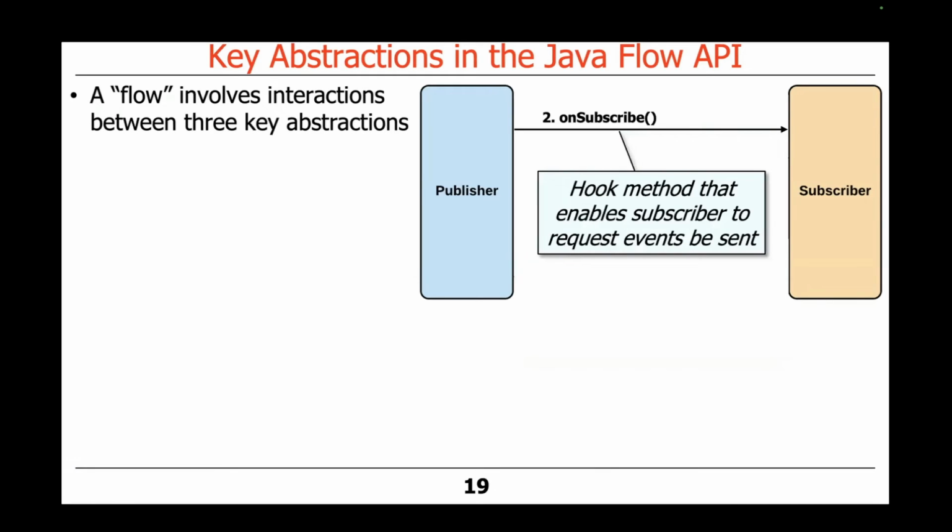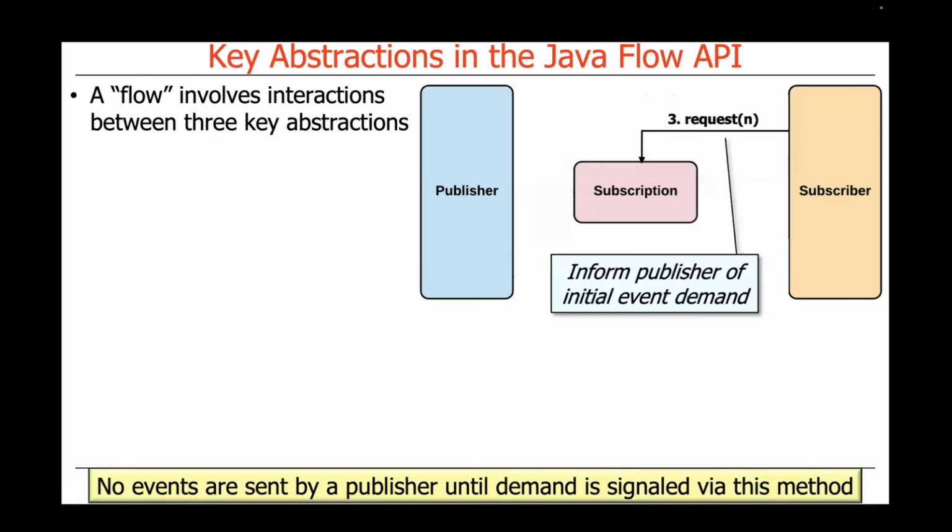The publisher then calls back on the subscriber using a hook method known as onSubscribe, and that gives the subscriber a chance to indicate to the publisher how many events it can handle before it has to request some more. So typically, the subscriber will request a certain number of events, and again, no events are sent by a publisher until the subscriber signals its demand using the request method.